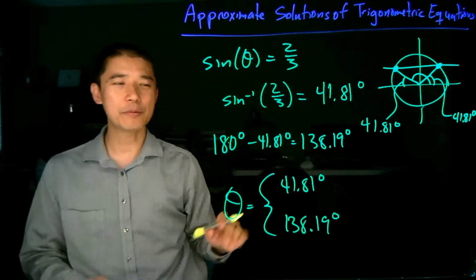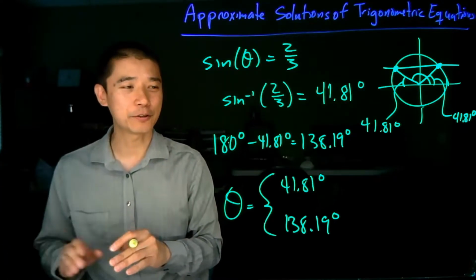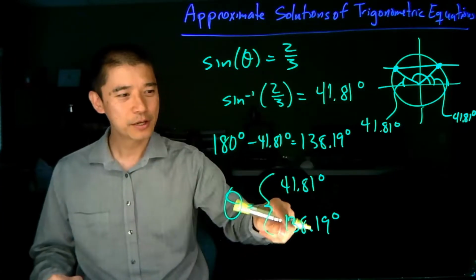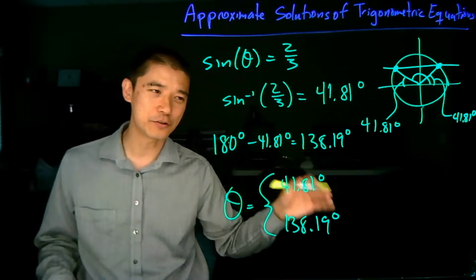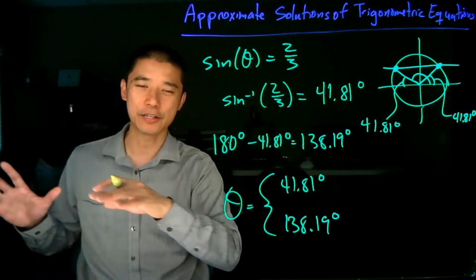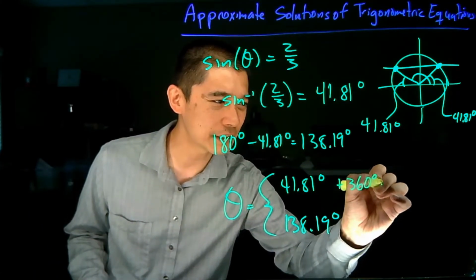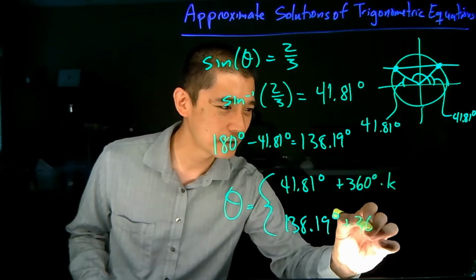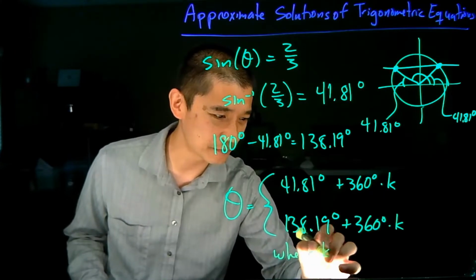Now in this problem, it wasn't specified to find solutions only on the interval from 0 to 360 degrees, so we have to get all the angles. We did this with radians, and to do it with degrees it's the same concept, except instead of adding 2 pi k, since we're in degrees, we add 360 degrees times k, where k is an integer.